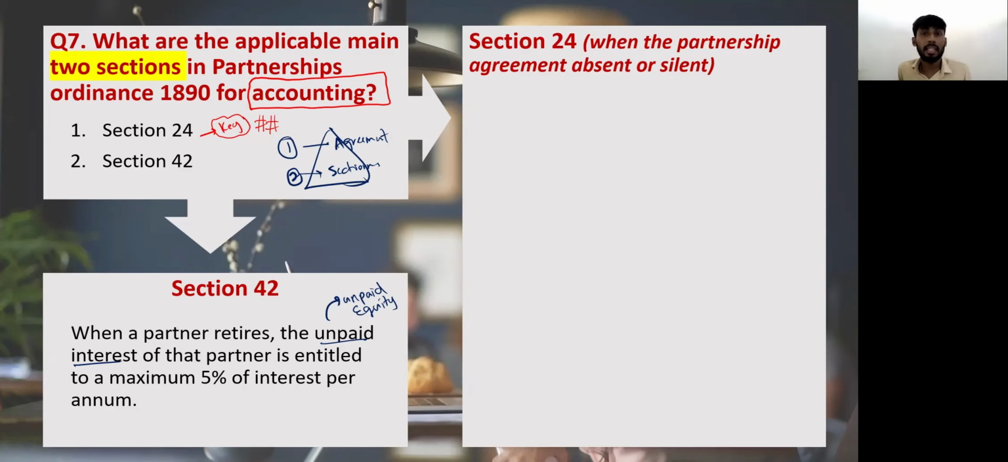Okay, if the partnership agreement is silent on the provision, silent on the provision means the partnership agreement does not contain provisions relating to these areas. So let's see what are the contents of section 24.